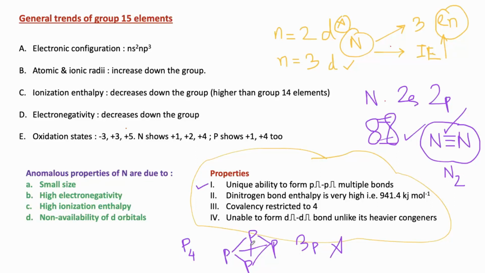But here in case of phosphorus, the single bond s orbitals or the sigma orbitals are actually available. That's why no double bond is present in case of phosphorus atoms. That is the unique ability of nitrogen to form p-pi multiple bonds.